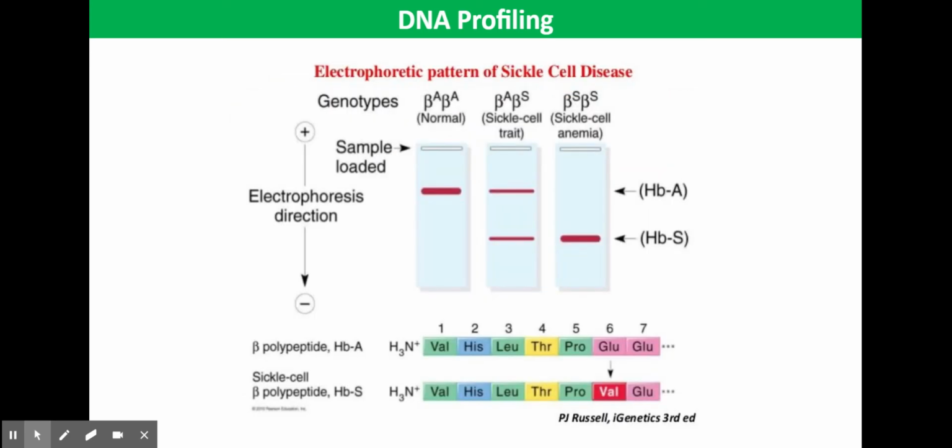Finally, DNA profiling can be used for analysis of disease. Protein electrophoresis can detect the type of hemoglobin present and aid diagnosis of sickle cell anemia. A varying number of repeat sequences for a condition such as Huntington's disease can be detected by electrophoresis, as shown on the slide in front of you.